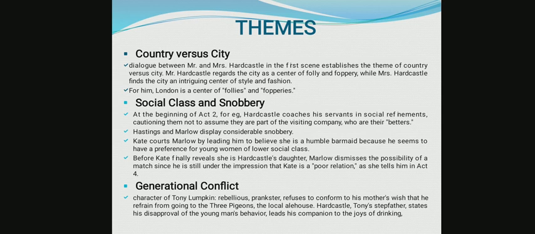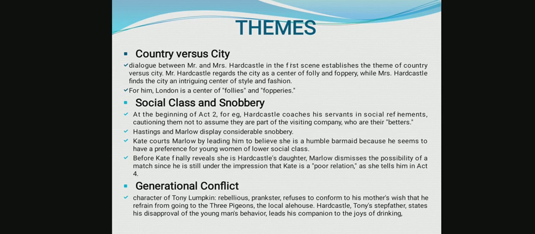Now Hastings and Marlowe display considerable snobbery. Obviously they are the guests, so they reflect some amount of snobbery within them. And you have Kate, who courts Marlowe by leading him to believe she is a humble barmaid, because he seems to have a preference for young women of lower social class. We have gone through the same thing while we were looking at Kate's character, that Kate wants to stoop to the level of a barmaid so that she could win the favor of Charles Marlowe, who always feels a limited confidence when he is in the company of noble women.